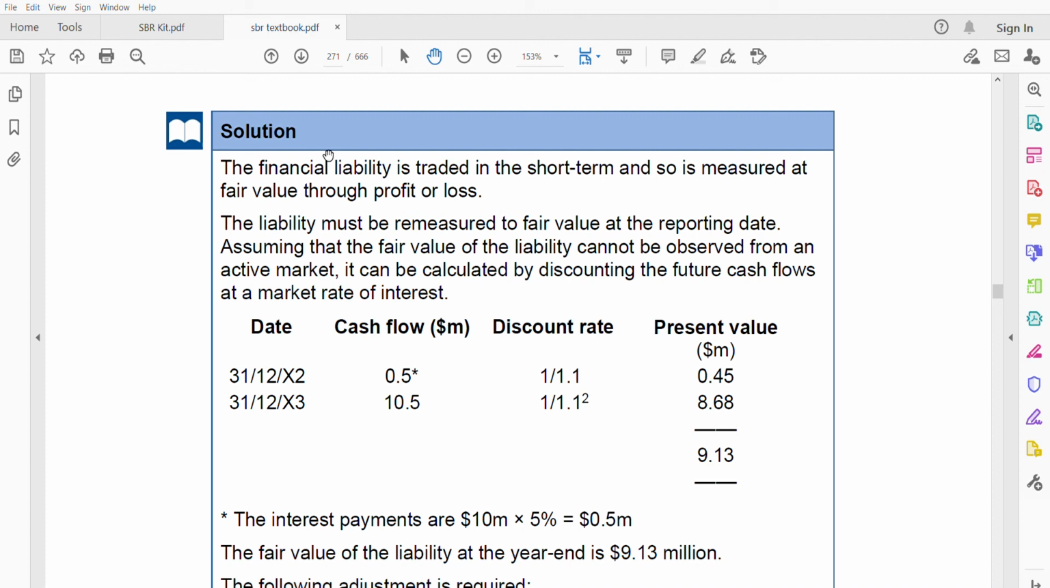Because the financial liability is measured in the short term, it is measured at fair value through profit and loss. The liability must be remeasured to fair value at the reporting date, assuming that the fair value of the liability cannot be observed from an active market. It can be calculated by discounting future cash flows at the market rate of interest. Just read these 3 lines and tell me what you can remember.